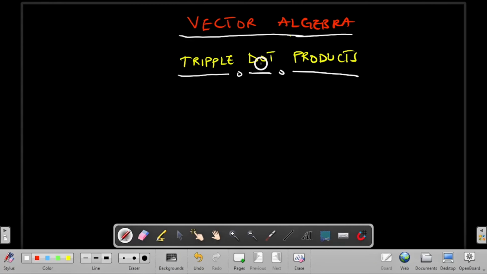Triple dot products, popularly called scalar triple products. In our previous lesson, I took you through cross products, and you realized that a cross product yields a vector quantity, a dot product yields a scalar, and a triple dot product yields a scalar as well. Now, what is a triple dot product?